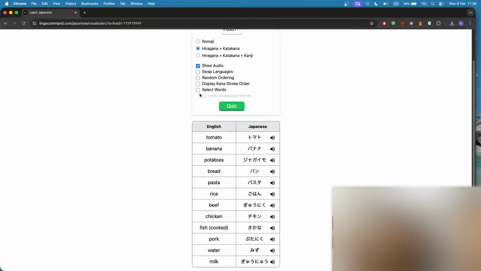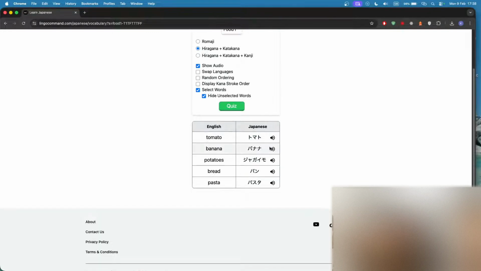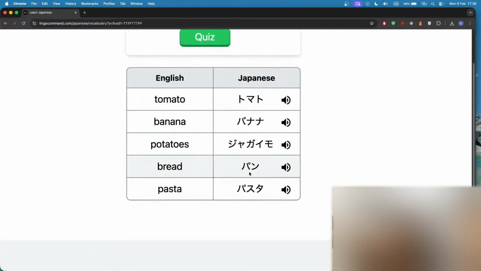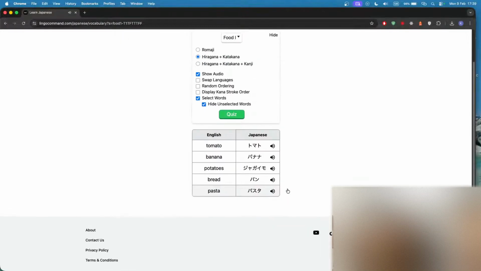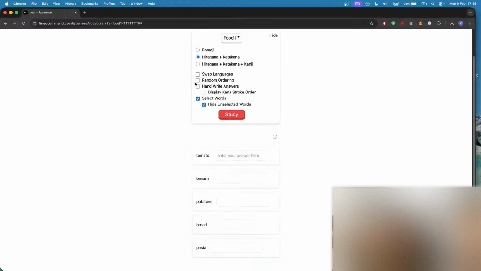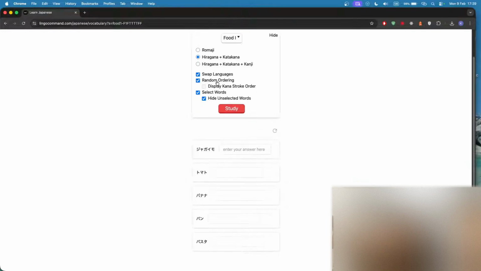So this is great. And I think what I'll do is I'll select a subset of about 5 words here. And we've already heard the pronunciation for these first 3. So let's just listen to the next one here. So this would be pan, パン, and this is pasta. パスタ, pasta. So this should be fairly straightforward. To start off with, I'm gonna practice going from Japanese to English.